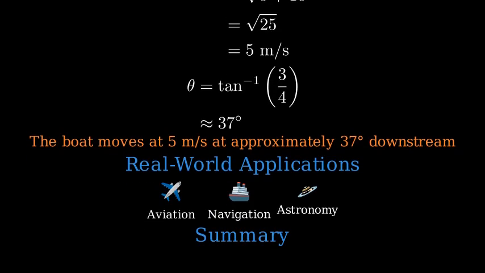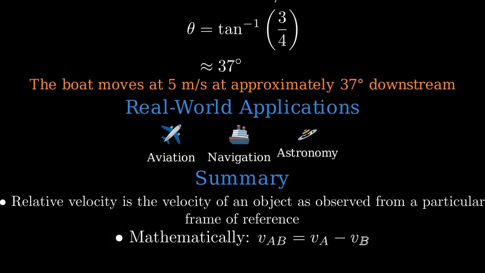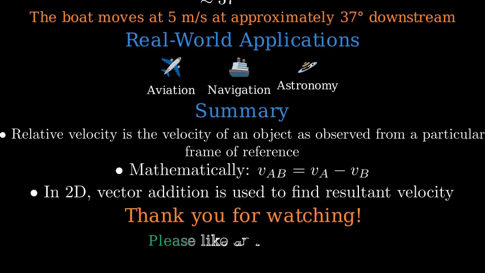To summarize what we've learned, relative velocity is the velocity of an object as observed from a particular frame of reference. Mathematically, it's represented as VAB equals VA minus VB. In 2 dimensions, we use vector addition to find the resultant velocity. Understanding relative velocity helps us solve many real-world problems involving moving objects.